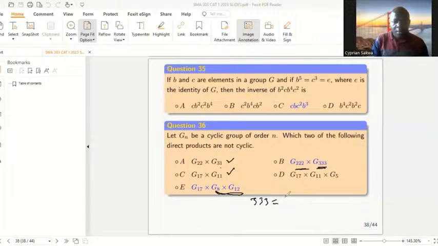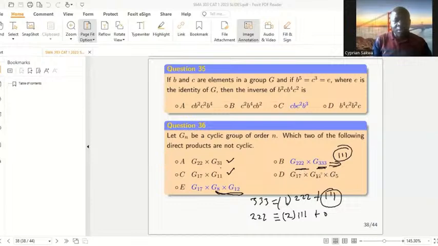So the remainder is 111. What about 222? How many times does 111 go there? In fact, it was easy to see, 111 was a common factor, because it goes in twice and the remainder is 0. So 111 is the GCD. So these two numbers are not relatively prime because 111 is a common factor. So therefore, this one is not cyclic.